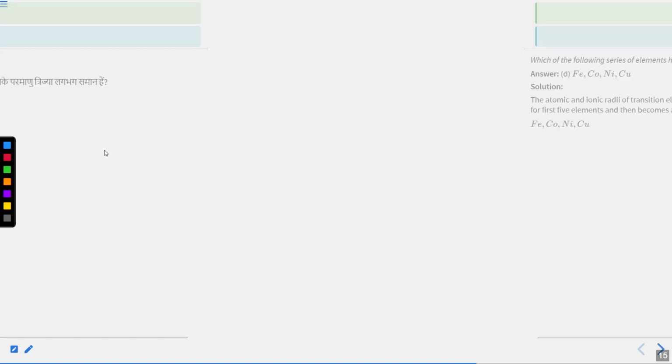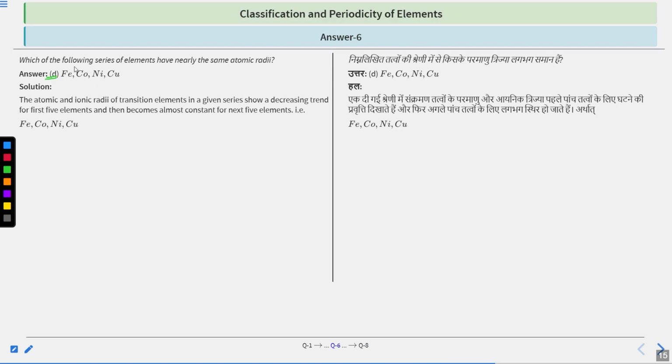Okay. Let's see. The correct answer is option D, that is iron, cobalt, nickel, copper. So the atomic and ionic radii of a transition element, which is important. The atomic and ionic radii of transition elements in a given series show a decreasing trend. Okay. For the first 5 elements. The transition elements are d-block elements like scandium, titanium, vanadium, chromium. So this series is the transition element series.